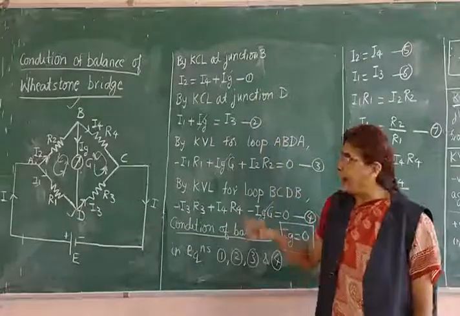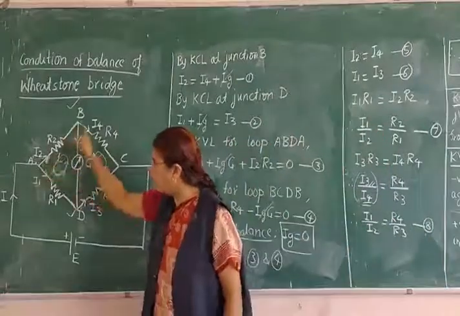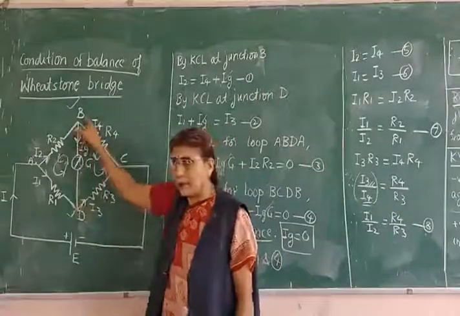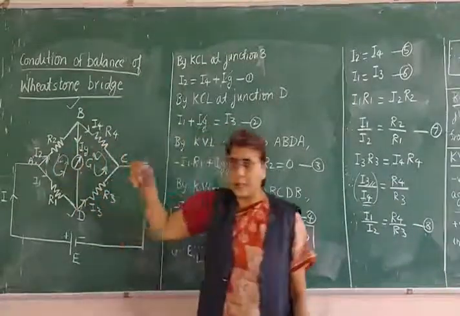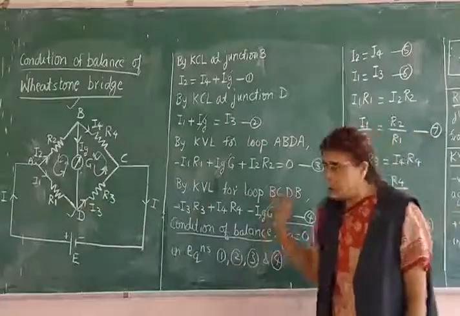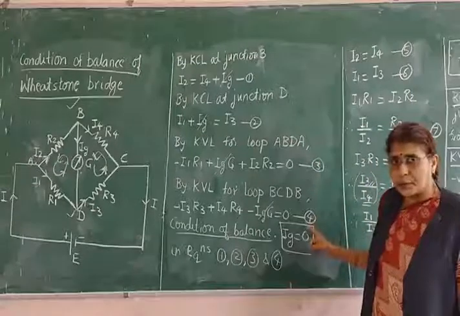Next, I apply KVL for two loops. What are the two loops? A, B, D, A is one loop. Another is B, C, D, B. So I apply it for the two loops. You can traverse in either clockwise or anti-clockwise direction. Apply the convention, and you get two more equations, which are 3 and 4.